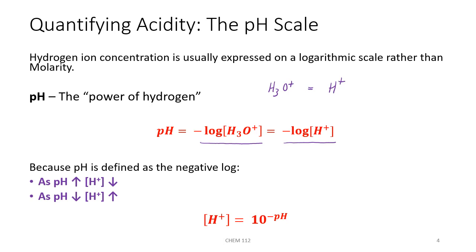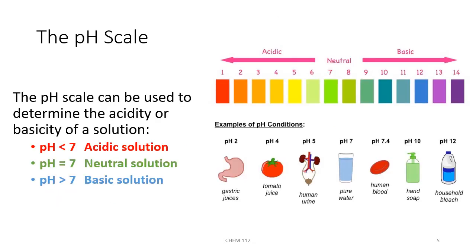Since pH is defined using a logarithmic scale and it's a negative log, as the pH increases, that means that the hydrogen ion concentration decreases. As the pH decreases, the hydrogen ion concentration increases. We can also undo our function for pH and solve for an unknown hydrogen ion concentration by taking 10 to the negative pH. The pH scale ranges from 1 to 14.